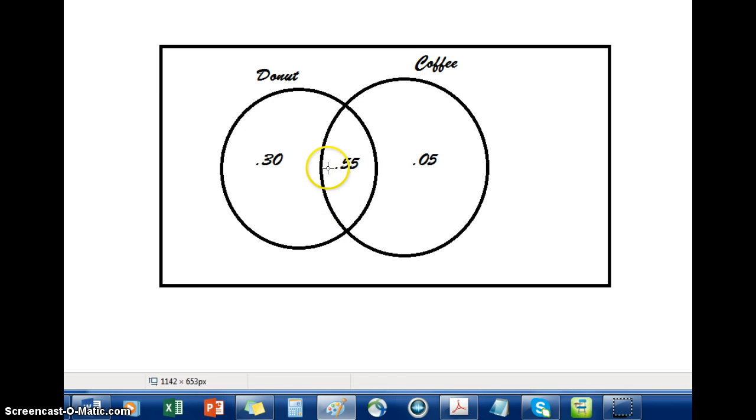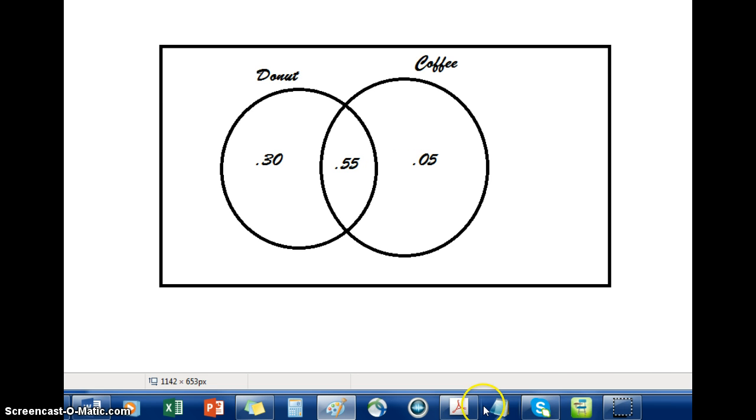And it should look something like this. 55% order both. A total of 85% order donuts. So you need to put a 30 there, so the whole thing adds up to 85. A total of 60% order coffee, so put a 05 there to make the whole circle add up to 60.